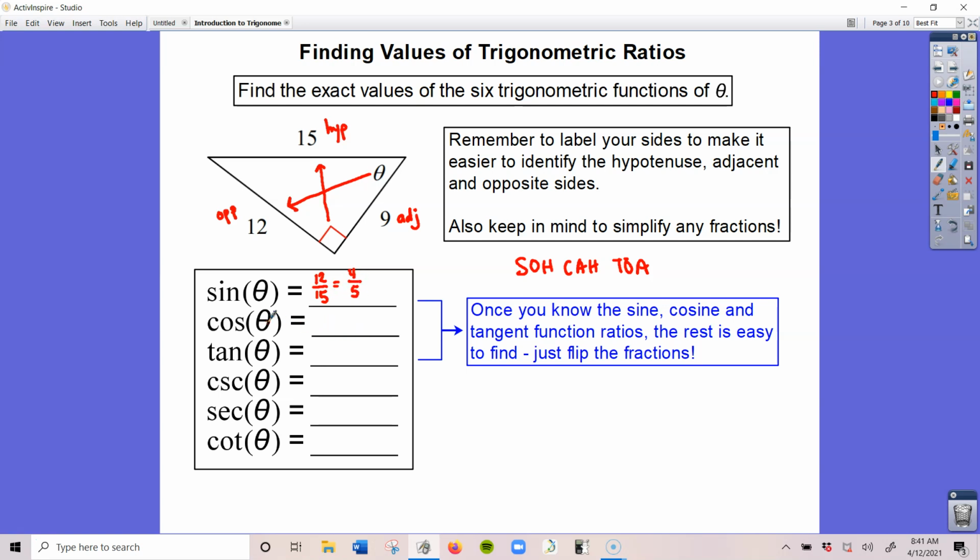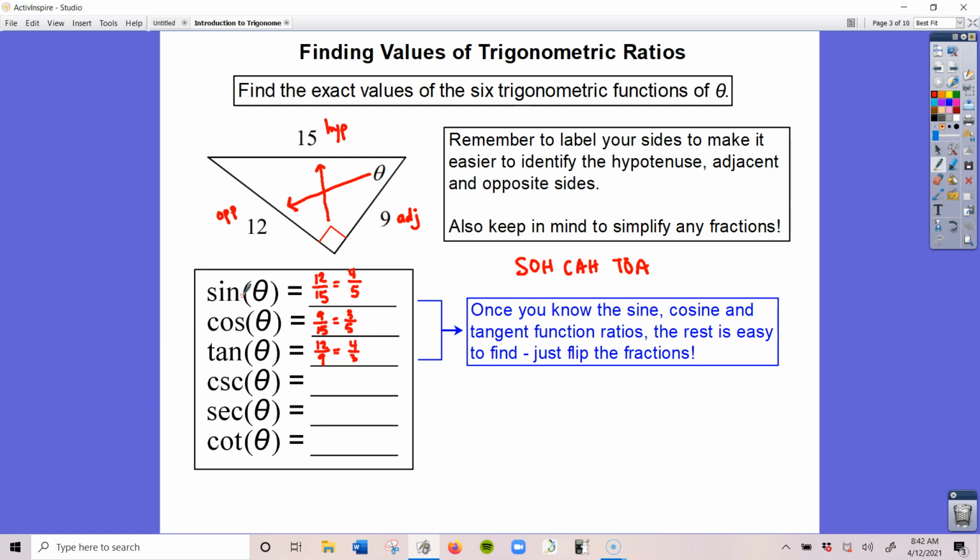Now we look at cosine. Cosine is adjacent over the hypotenuse. So I look at the adjacent and the hypotenuse, and that is 9 over 15, which can be simplified to 3 over 5. Tangent is the opposite over the adjacent, so 12 over 9, which can also be simplified to 4 over 3. Now that we know sine, cosine, and tangent, I can figure out cosecant, secant, and cotangent by just flipping these fractions, since they are the reciprocals.